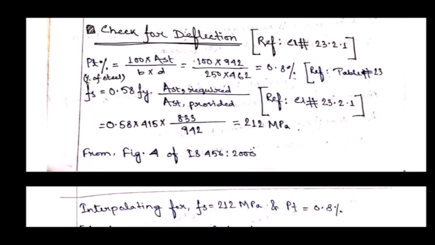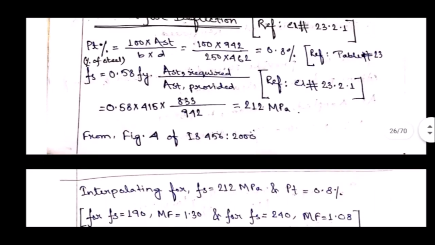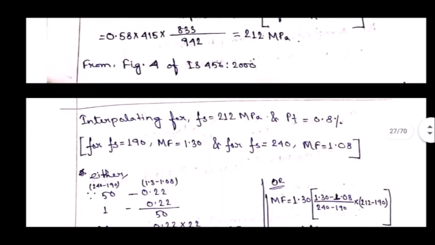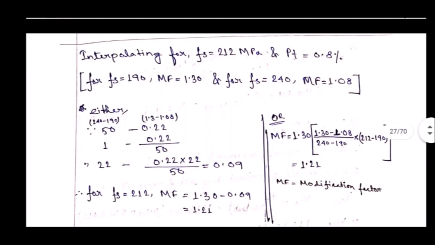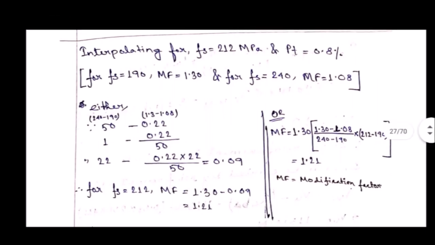FS is equal to 0.58 FY, AST required by AST provided. So 0.58 into FY is 415 into AST required is 833 by AST provided is 942. That is equal to 212 MPa. So from figure 4 of IS 456-2000, we have to find out the value of modification factor with the help of the graph and with the help of the interpolation method. So for FS equal to 212 MPa and percentage of steel 0.8, we have to find out the value.